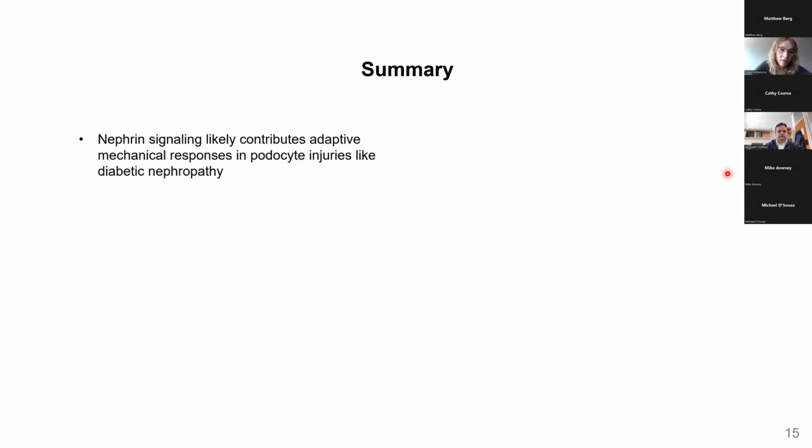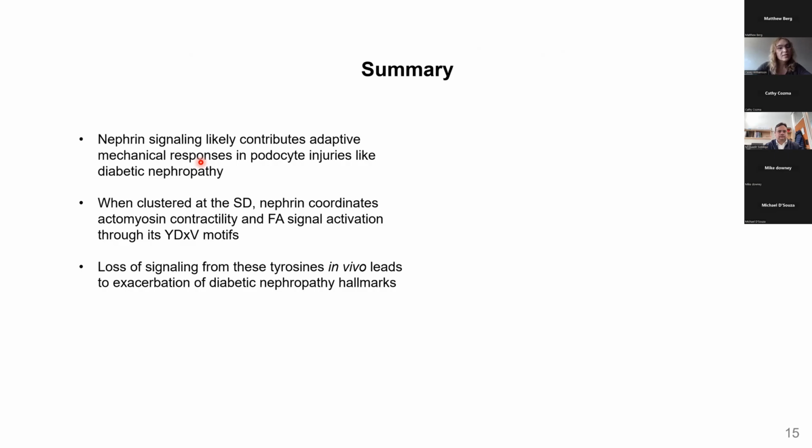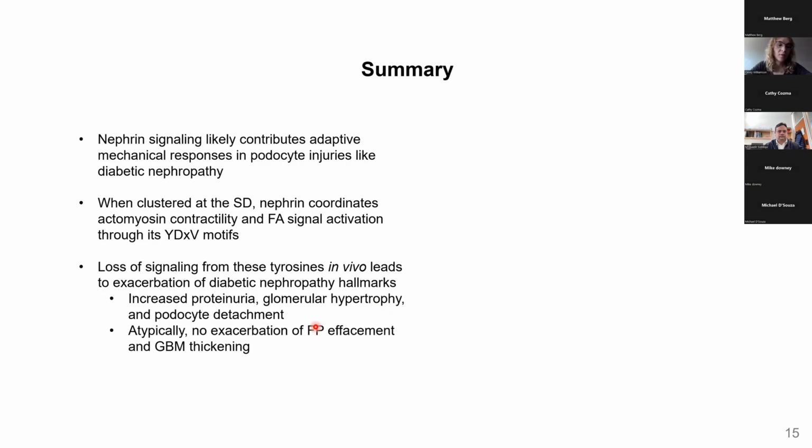To summarize once again, nephrin signaling contributes to these adaptive mechanical responses in podocyte injuries, for example, diabetic nephropathy. When clustered at the slit diaphragm, nephrin coordinates actomyosin contractility and focal adhesion signal activation through these specific motifs, the YDXV motifs. Loss of the signaling of the tyrosines in vivo led to an exacerbation of diabetic nephropathy, for example, proteinuria, hypertrophy, and podocyte detachment. However, we did not see foot process effacement and GBM thickening, meaning that these specific tyrosines might also be important for signaling to these mechanisms as well.